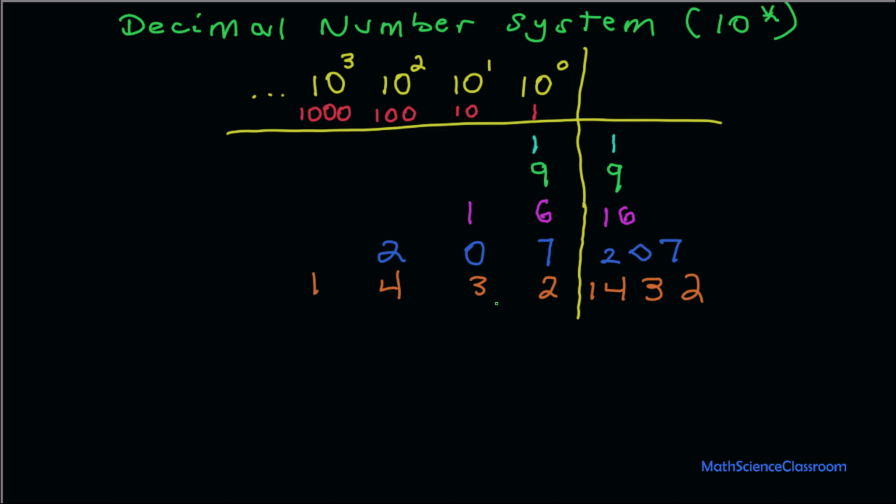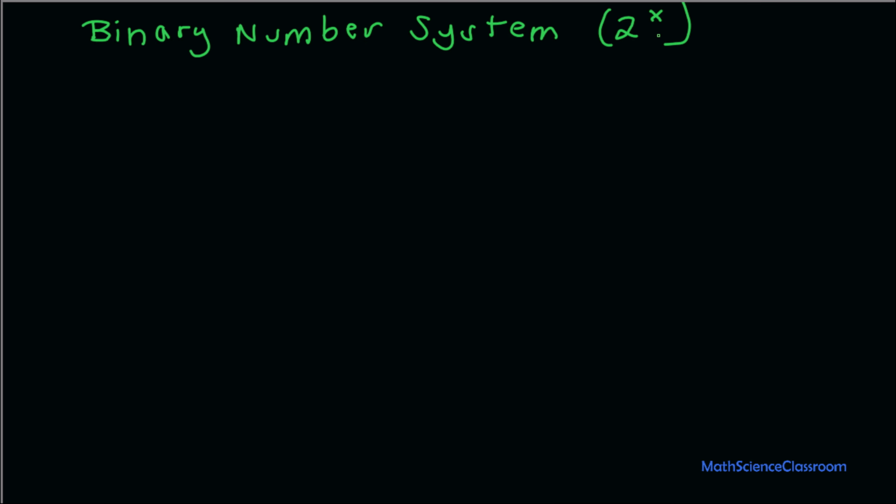And exactly in the same manner we can code in the binary system, which is how computers code numbers. So the binary number system. In the binary system it is 2 to the x power rather than 10 as in decimal.